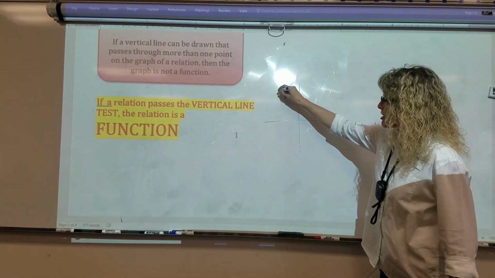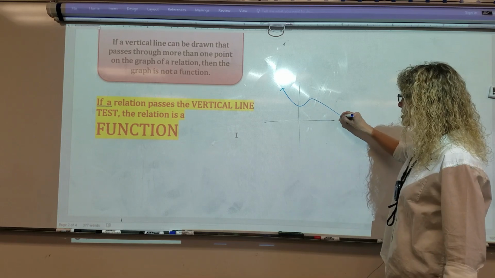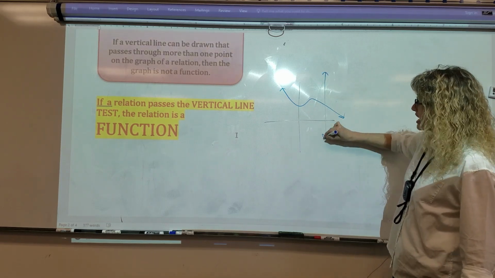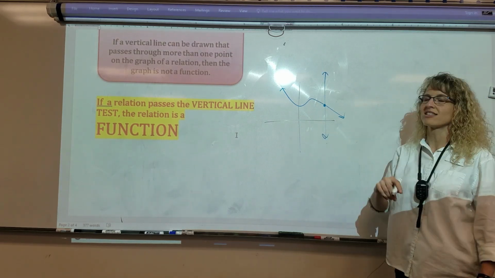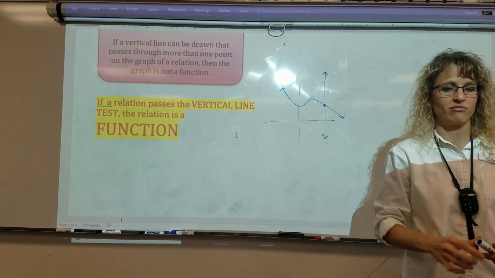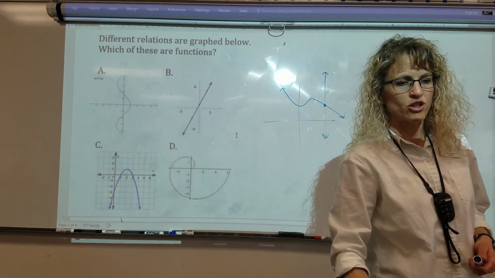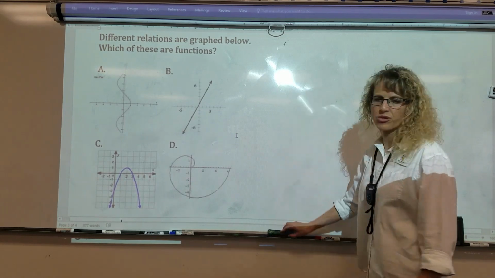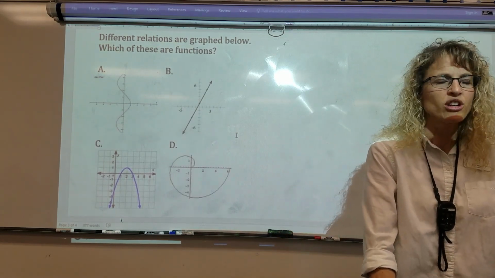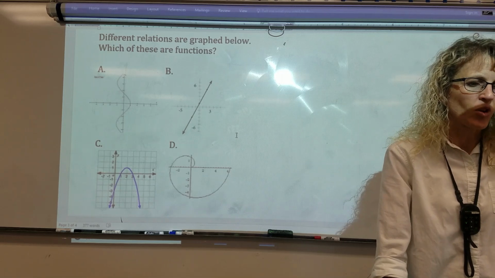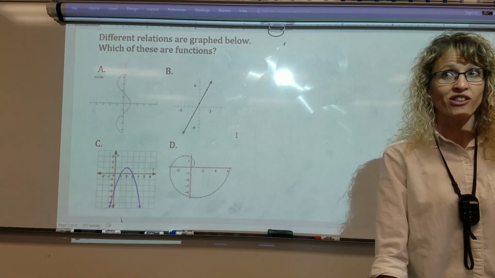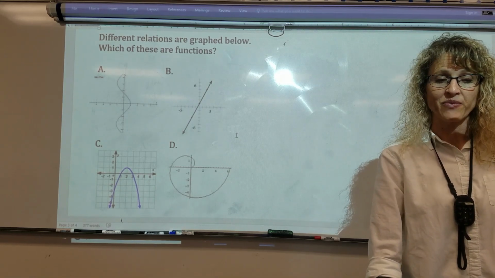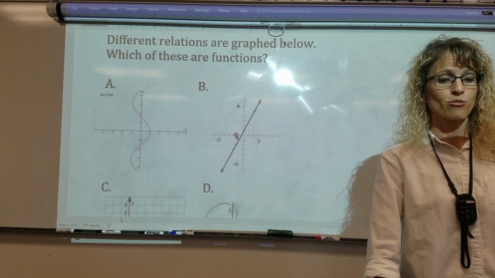If I say my graph is like this, and I draw a vertical line, it only passes through one place, then it is a function. So let's look at this. This is a sample RISE test question. It's a little bit faint. I hope you guys can see it okay. The question on your RISE test will say this: Which of these are functions? You just have to look at them. And even better, if you perform the vertical line test.